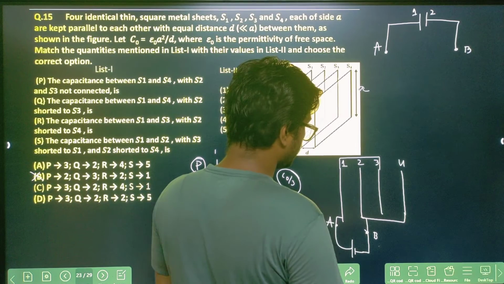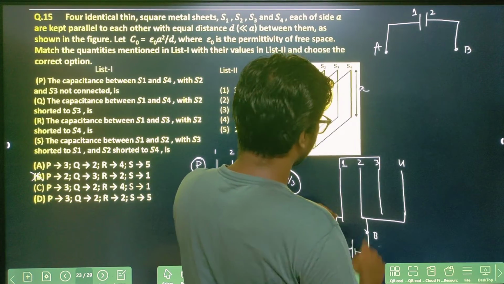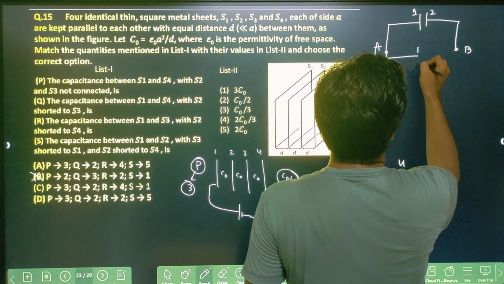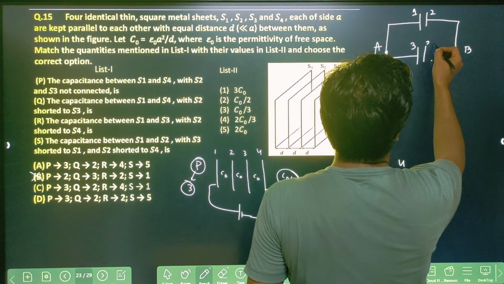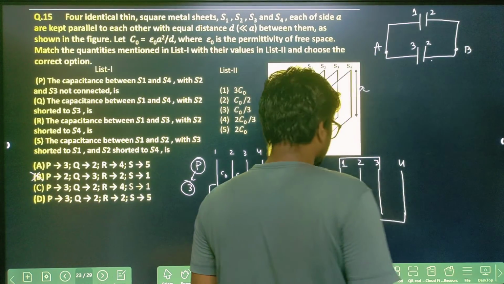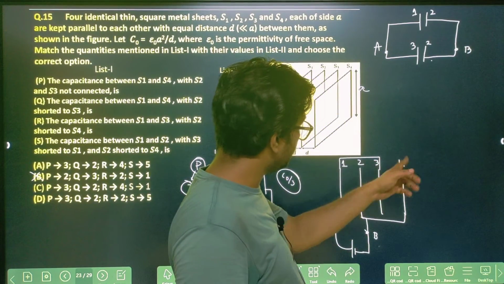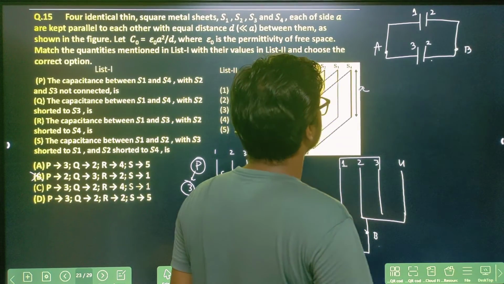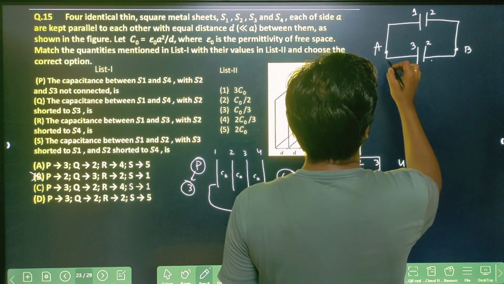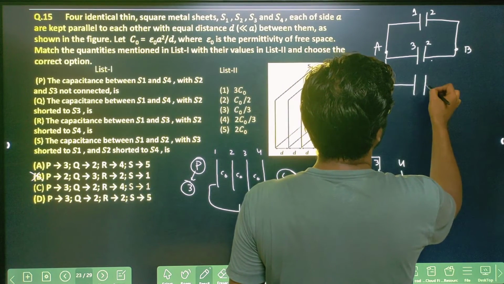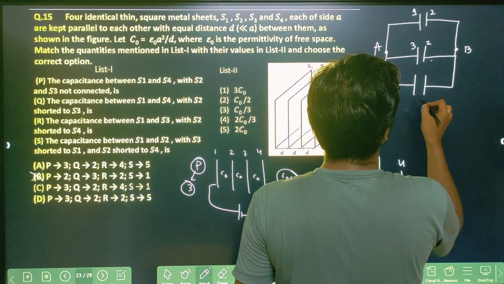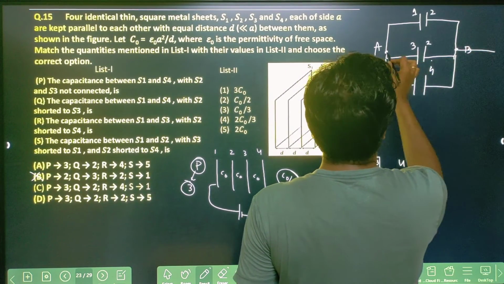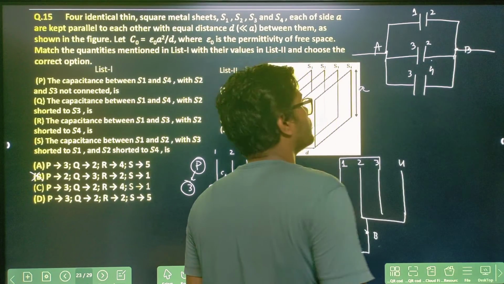Now 2 and 3. So 3 is connected to A and 2 is connected to B. So this will be 3 and this will be your 2, another capacitor. And then 3 and 4. 3 is connected to A, 4 is connected to B. So again 3 is connected to A, 4 is connected to this. So this will be 3, 4. Now you can find out the equivalent capacitance here easily.